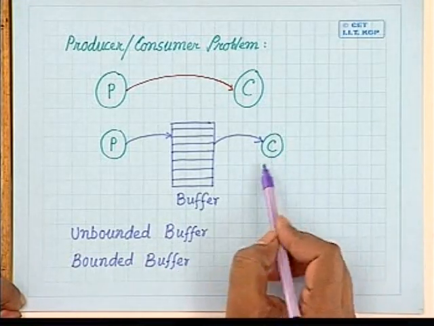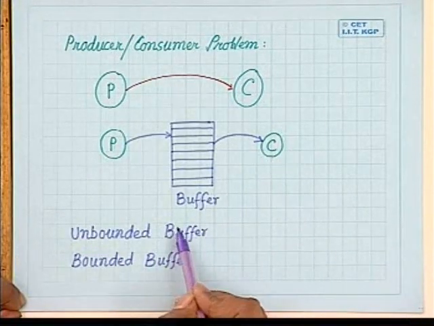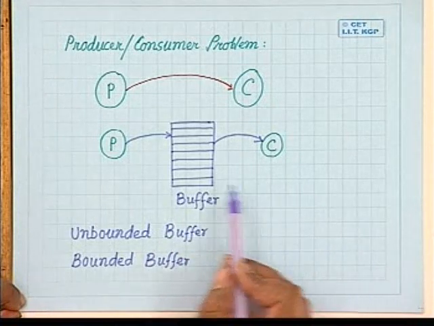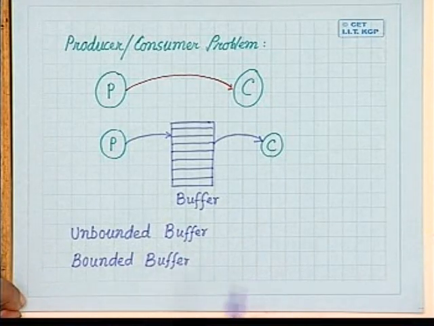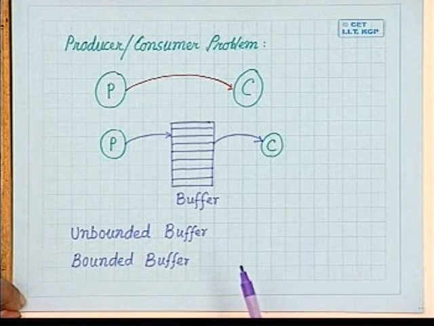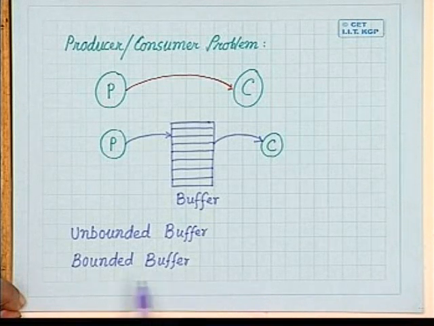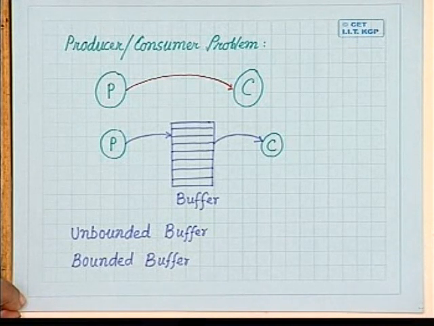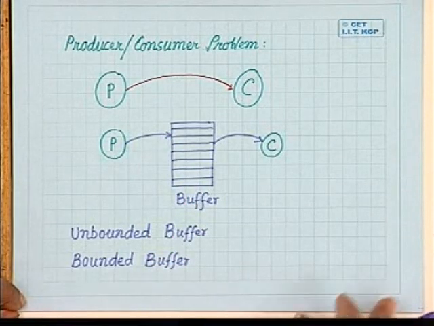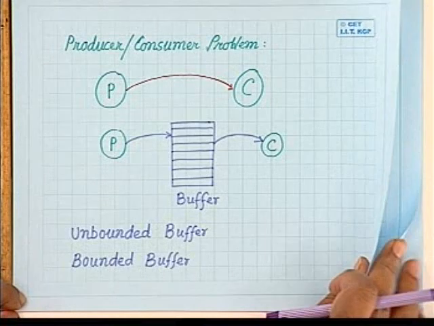Obviously, even in case of the unbounded buffer problem, the consumer may have to wait if the rate of consumption is higher than the rate of production. But for unbounded buffer, the producer will not have to wait, because the producer will always find some empty space where the new item can be placed. In case of bounded buffer, the producer may have to wait, as well as the consumer may also have to wait.